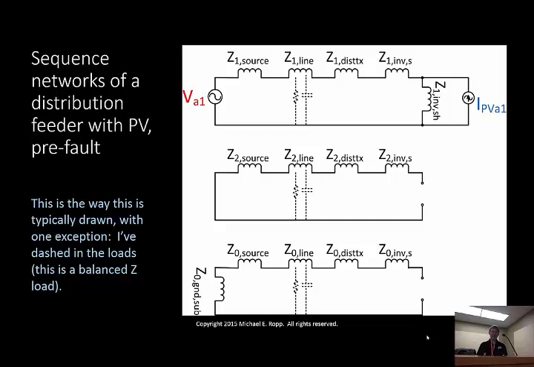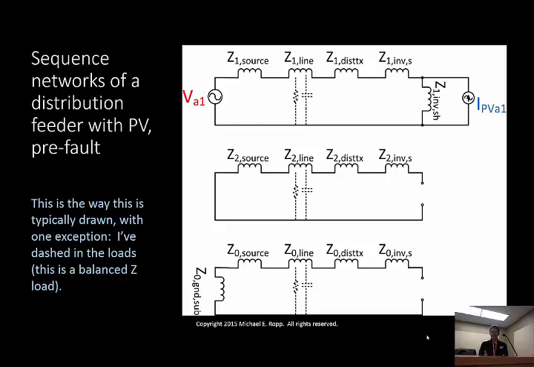I've got a source impedance, positive, negative, 0, that's Z1 source, and so forth. There's a line impedance, positive, negative, 0. That's the distribution transformer. It's our GSU transformer, positive, negative, 0. You'll notice the way that's configured right now, it's assuming the GSU transformer is YG-YG. So there's no delta winding, and both Y's are grounded. Then we've got an impedance in there for the inverter. We'll come back to that in a minute. You have to take that one with a grain of salt.